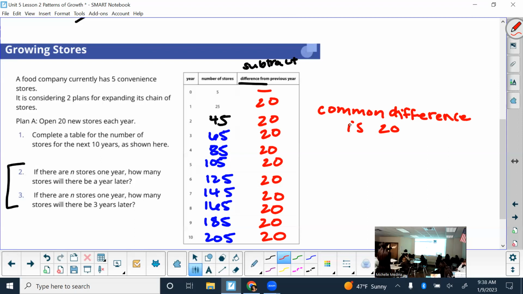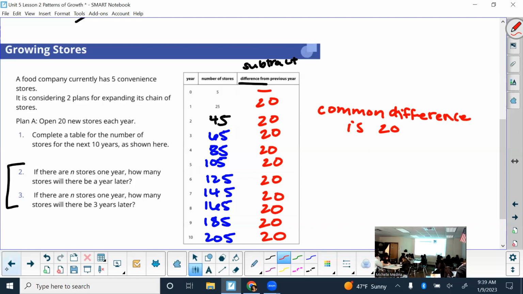In this one, we're adding 20 each time, right? What would the common difference be if we were subtracting 20 each time? Negative 20 is correct. The common difference is whatever you have to add to get to the next term. We're adding 20 each time, so my common difference is 20. If we were subtracting, it would be negative because we're basically adding a negative. The number would be going down. Good there?